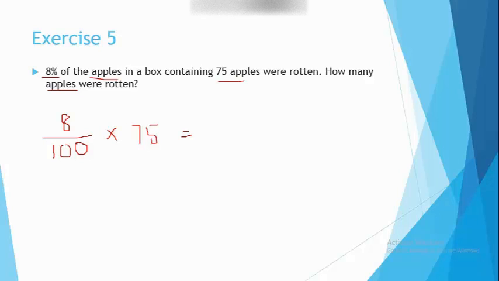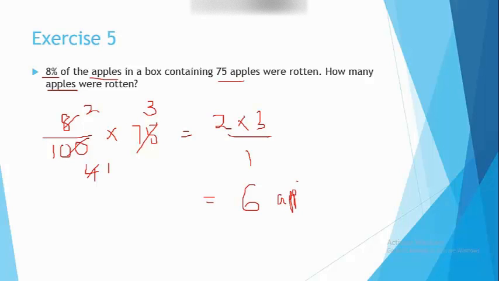So 25 goes into 100 four times and 25 goes into 75 three times, and 4 goes into 4 one time and 4 goes into 8 two times. So 2 times 3 by 1 would give us the number of apples that were rotten, which is 6. So 6 apples out of 75 were rotten.